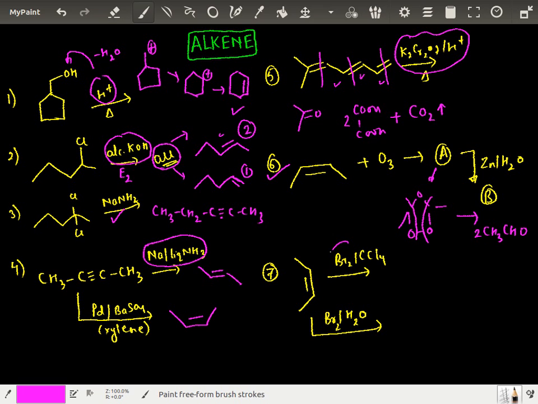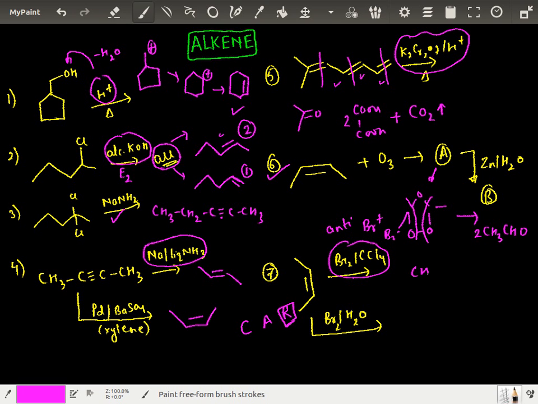Next, bromine in CCl4. This is an example of an anti-addition, and we know that if you have a cis substrate and it is anti-addition, we always get a racemic mixture. Remember this. When we say bromine in CCl4, the adding entities are Br plus and Br minus. So we'll try to form the racemic mixture.